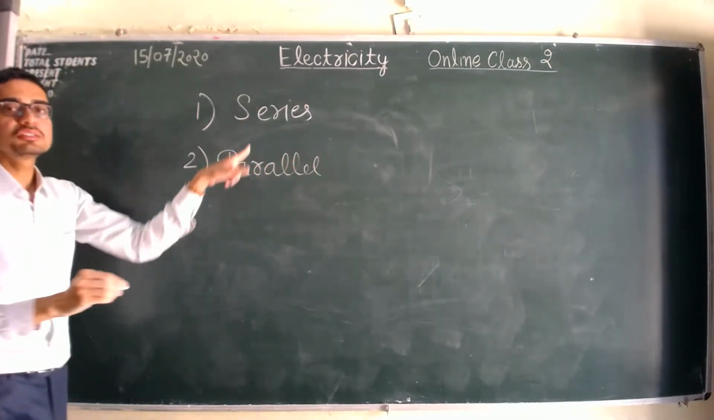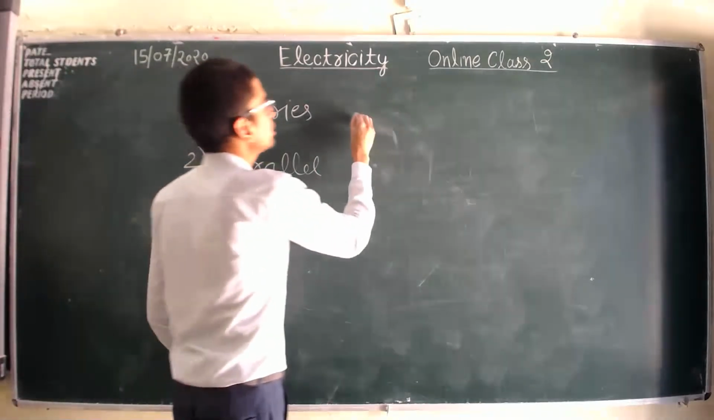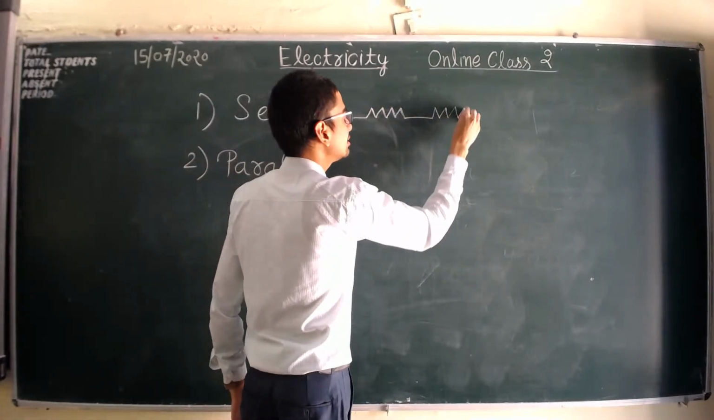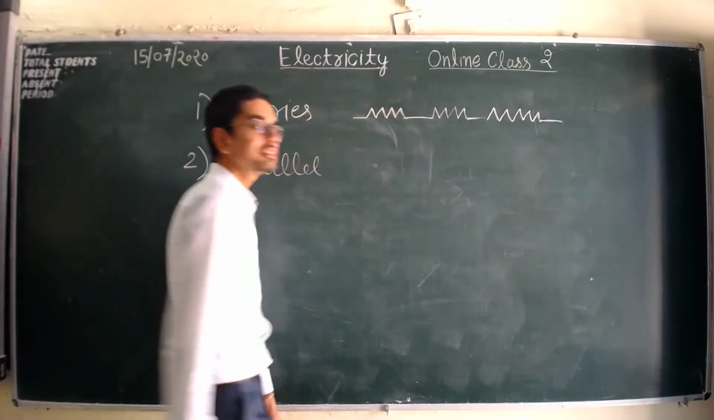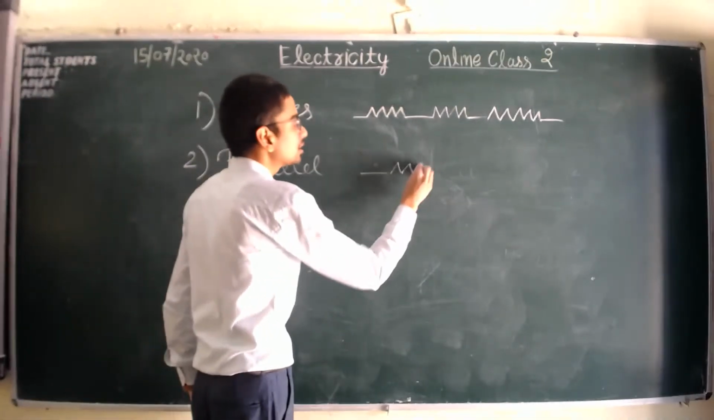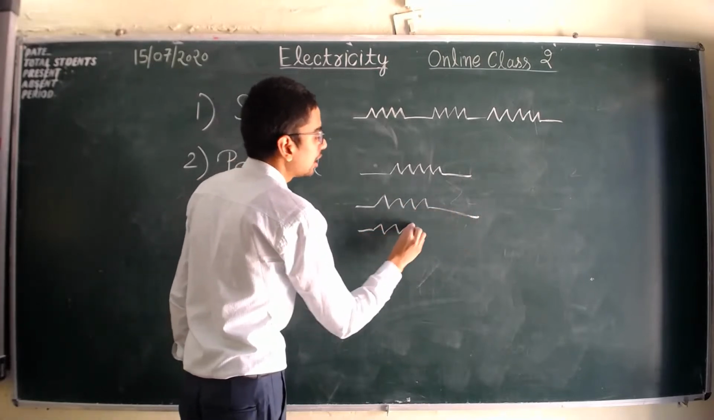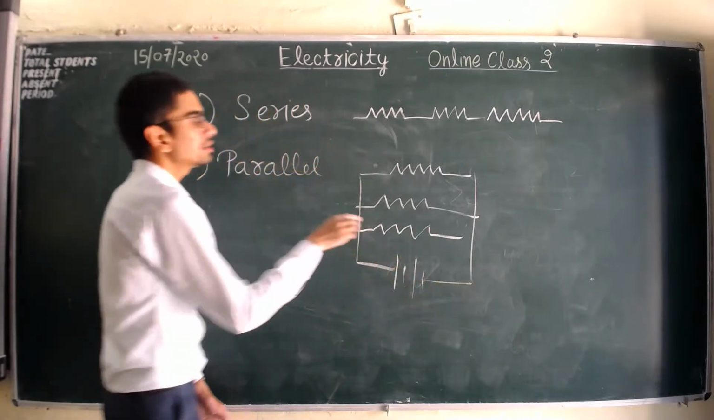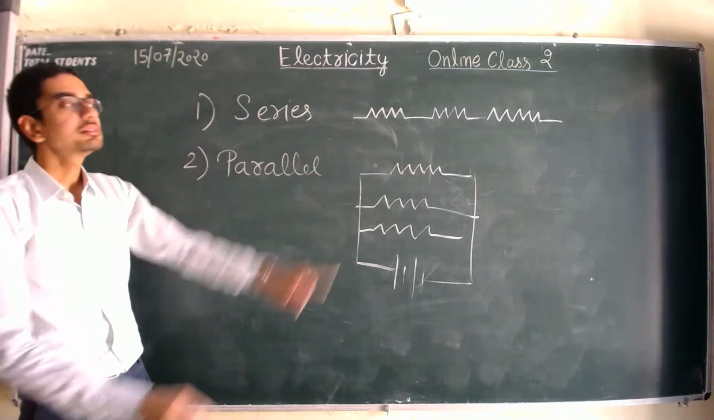By these two methods you can combine resistors. Series में कैसे combine करोगे? This is one resistor and in series this is two resistor. In series three resistors. That's how you draw in series. In parallel this is one resistor, उसके नीचे पैरेलल में दूसरा, तीसरा, and these all are connected to a battery. This is a parallel combination and that is a series combination.